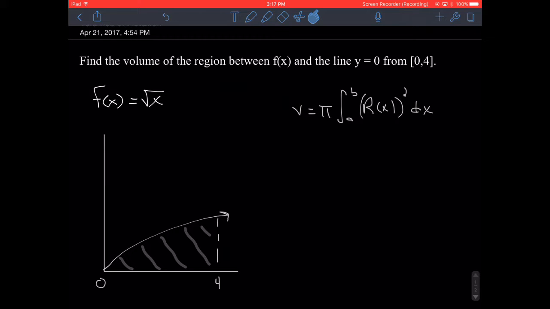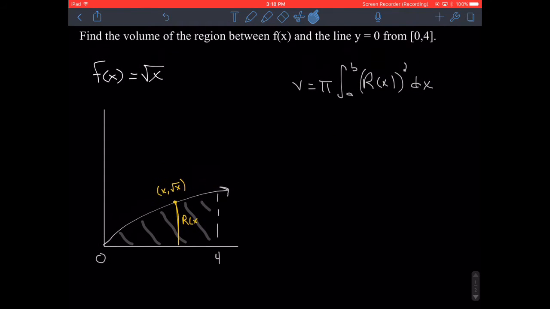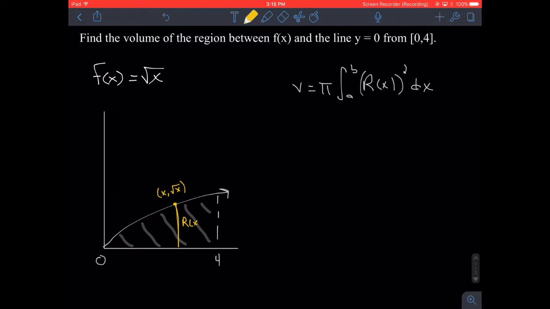We're going to find r of x first. So zooming in here, we're just going to take a random slice anywhere from 0 to 4, and we're going to call it r of x. It's also important to keep in mind the coordinates at this point are x comma the square root of x, illustrating that this is just a random point anywhere between 0 and 4. Now, all of this is just to say that r of x in this situation is the same as f of x, which means that r of x actually equals the square root of x.